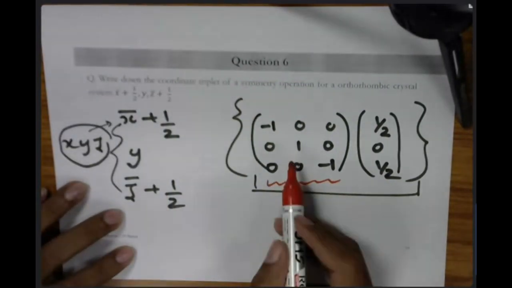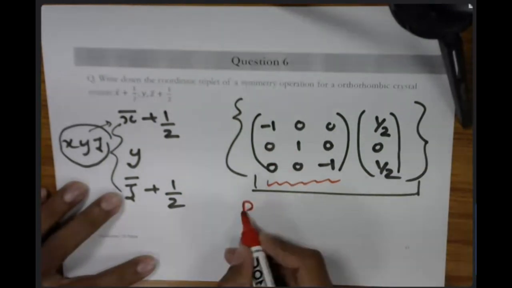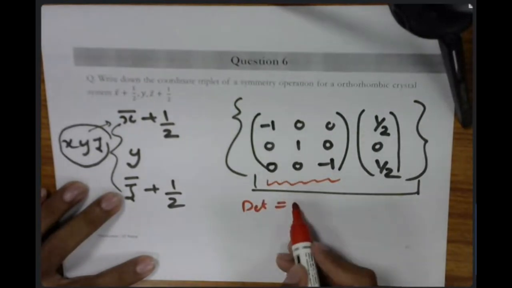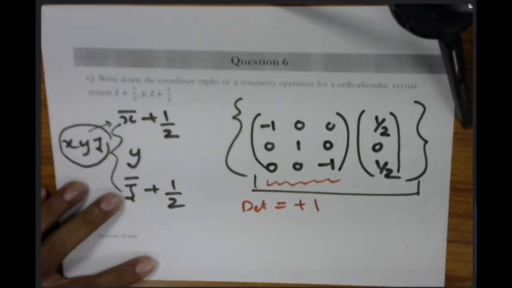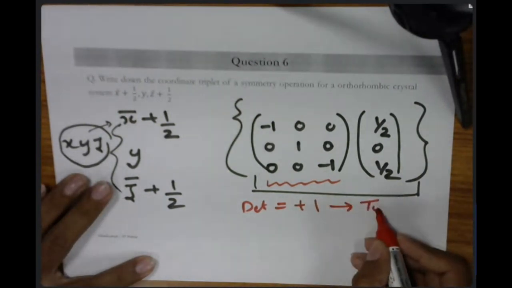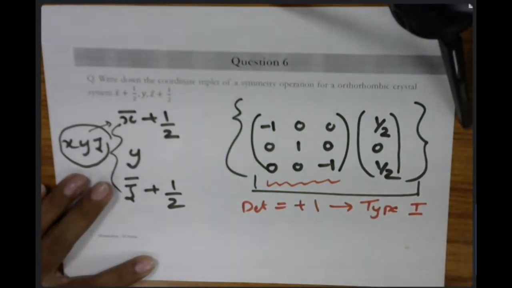So the determinant of this particular matrix, if one found, the determinant will be plus 1, right? So we can see from here that yes, it is a type 1 operation. There is no change in handedness.